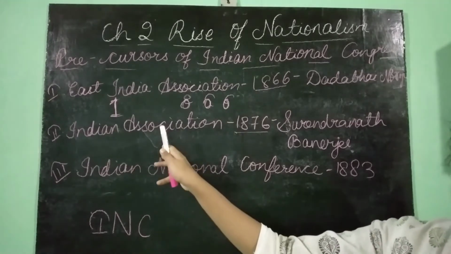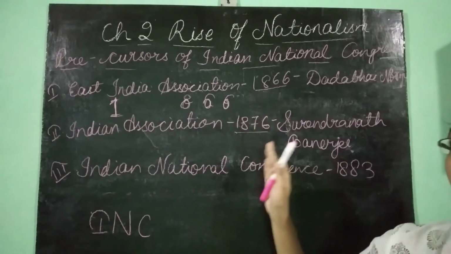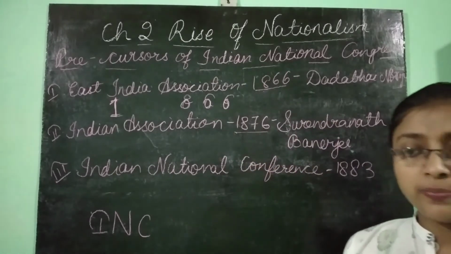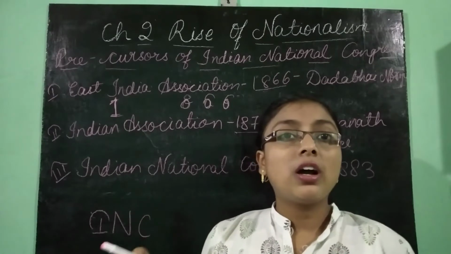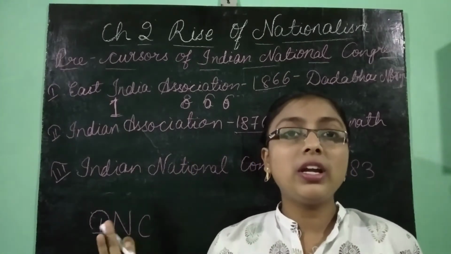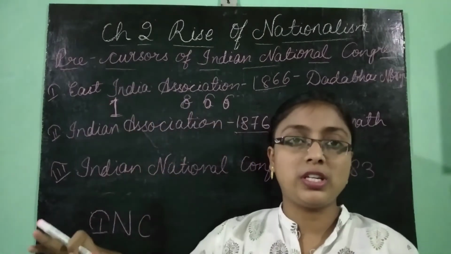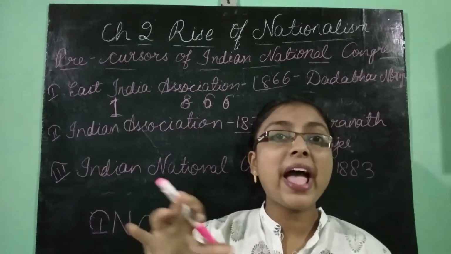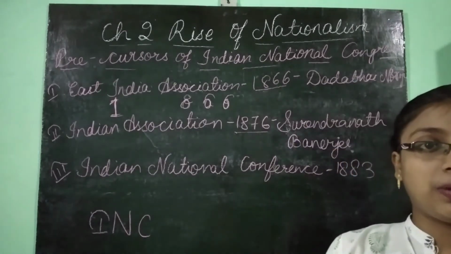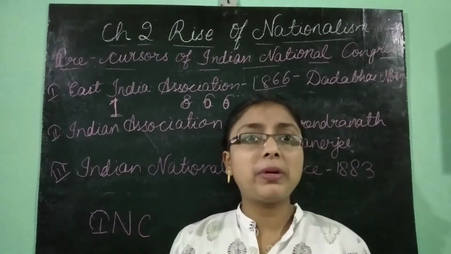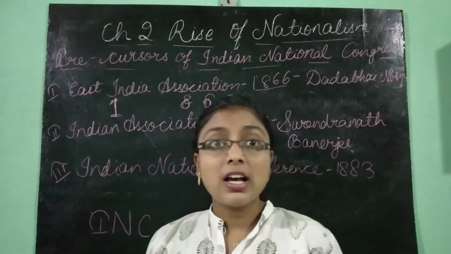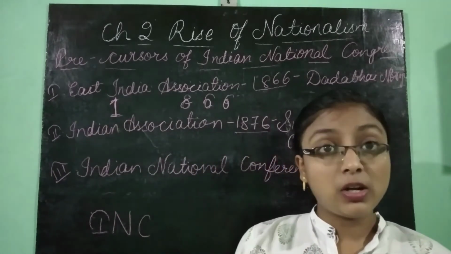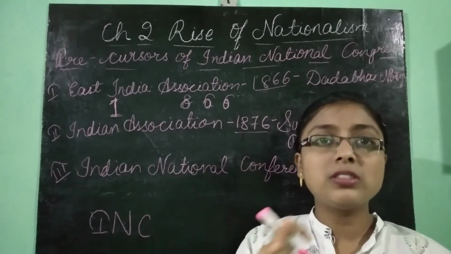So once again, let's come to Indian Association. It was formed in the year 1876 by Surendranath Banerjee. Its main motive was to create an all-Indian association. That is, they wished that people from all over India should come and join this political organization. It included persons from different walks of life, like professionals, lawyers, the middle class, so everyone was included in it.